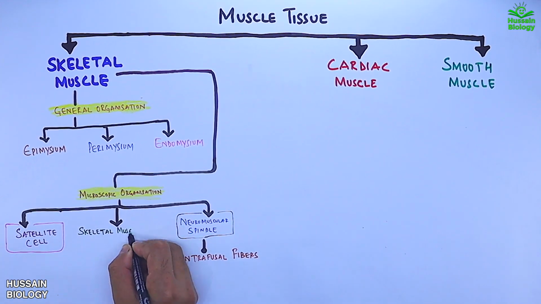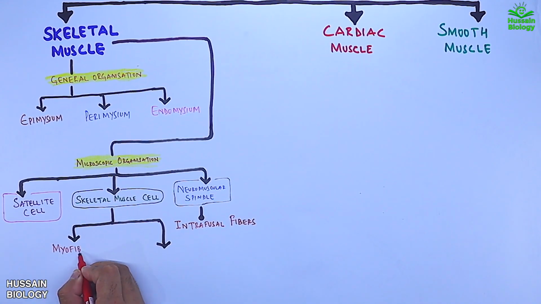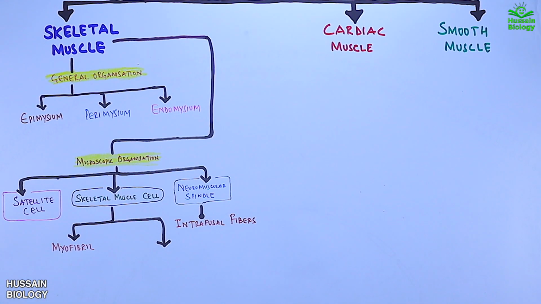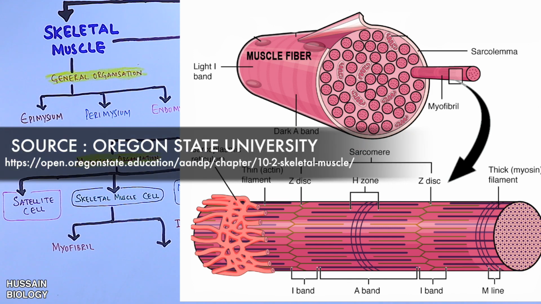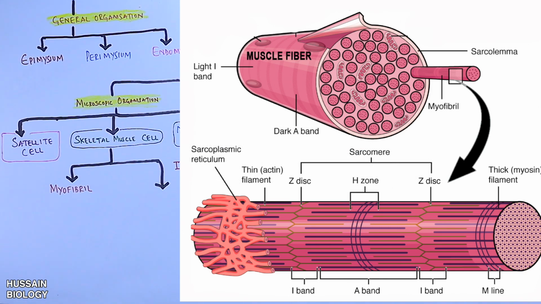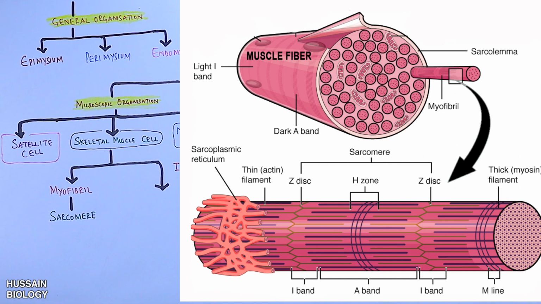Then within the skeletal muscle we have the myofibril. These myofibrils are the rod-like structures of muscle tissue made up of myofilaments, as shown in the diagram. Then furthermore we have the sarcomere. These are the smallest functional contractile units of myofibrils, as shown in the diagram.